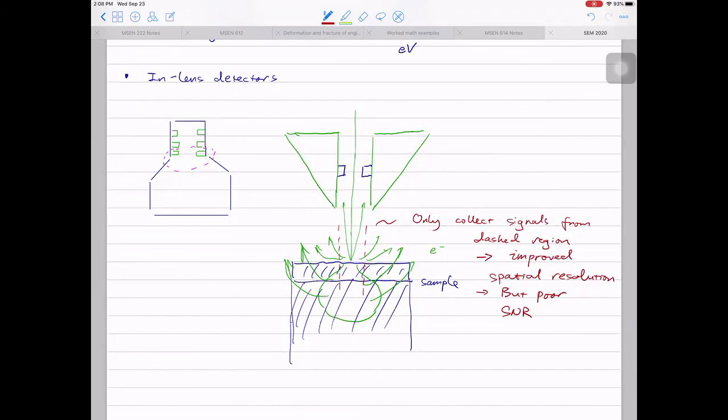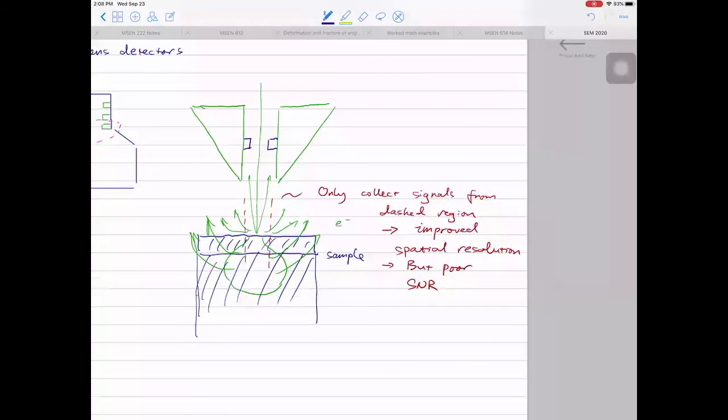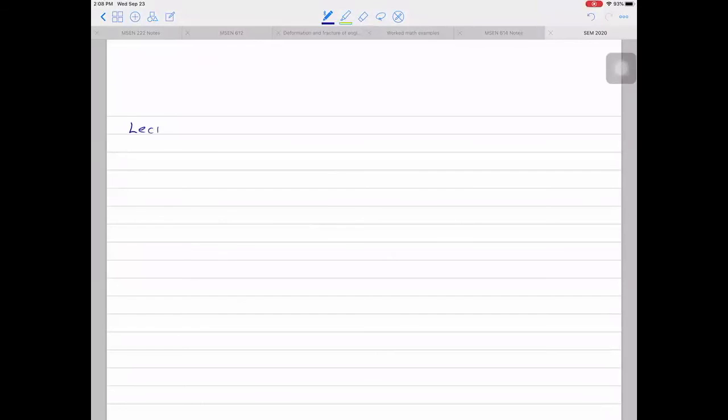Okay, any other questions? If not, let's move to the next chapter of our class. Lecture 6. It's still electron beam material interaction, but it will be part 2.